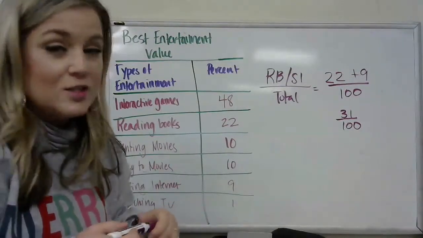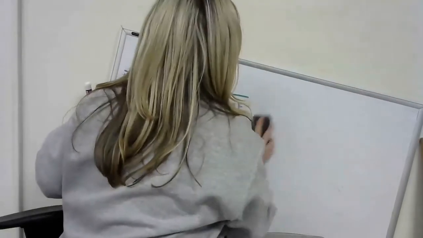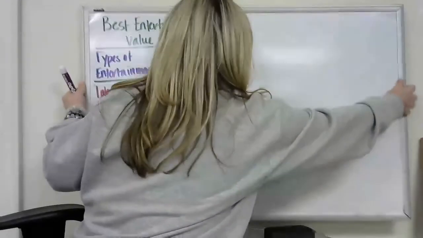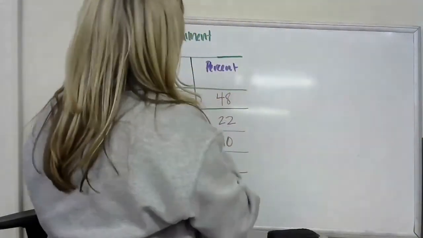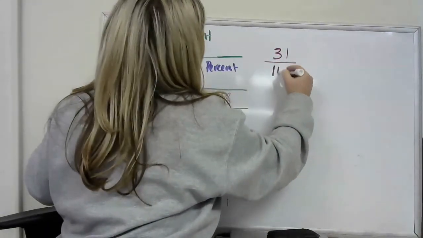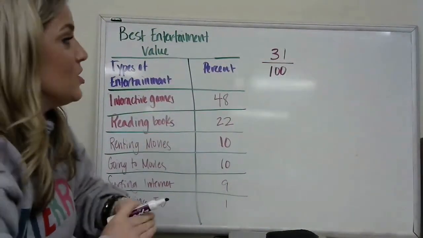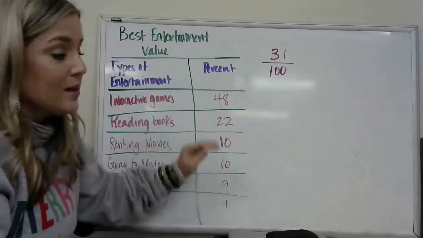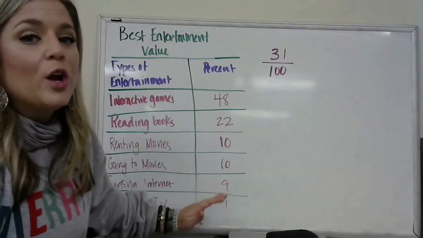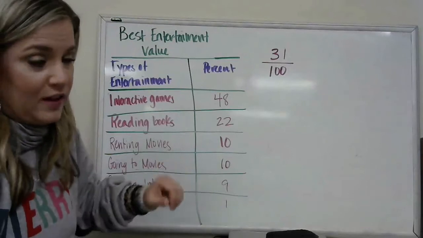So the next one, same thing, reading books. I hate when it does that. Okay, so we're still going to use the 31 out of 100, reading books or surfing the internet. But now the next part wants to know, if they surveyed 500 people, because these are percentages. So let's say they surveyed 500 people. They want to know how many we would expect to be reading books or surfing the internet.